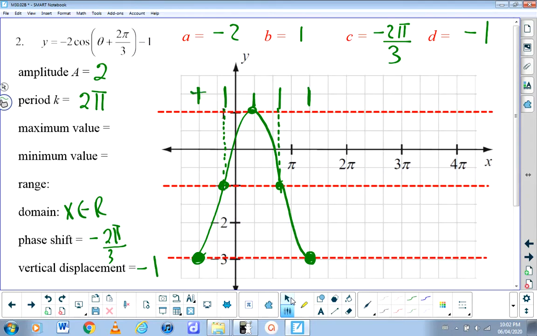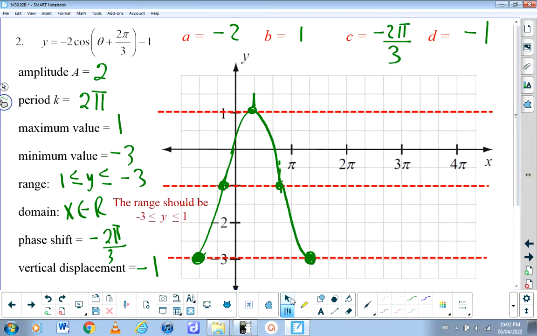All this other stuff is just me trying to communicate to you on a video what I'm pointing at as I'm drawing this. The maximum value we can see is 1, the minimum is negative 3, and the range is negative 3 is less than or equal to y, which is less than or equal to 1. If you wanted to, you could continue this. I'll maybe draw just one more in here.